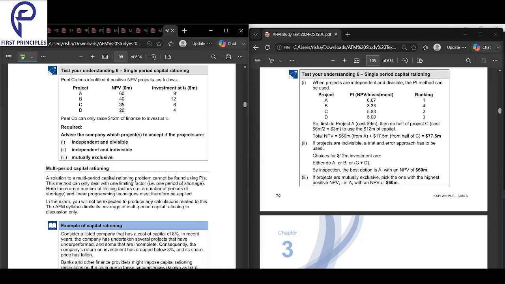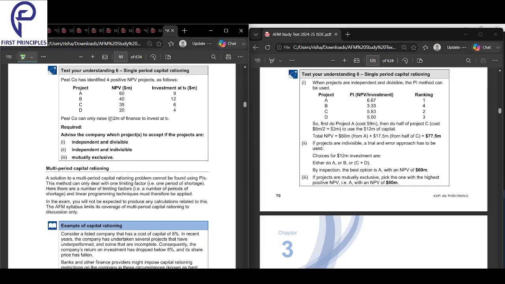Starting off here with our TYU 6. This particular question of TYU 6 says that Peel Co. has identified 4 positive NPV projects as follows. So we have the 4 projects here: Project A, Project B, Project C, Project D. They have 4 projects.